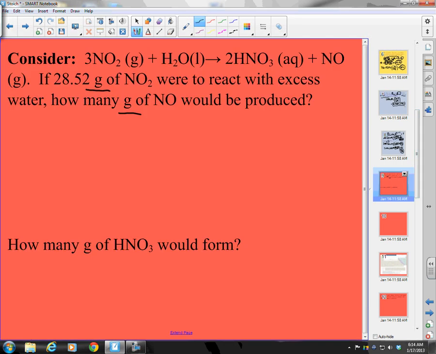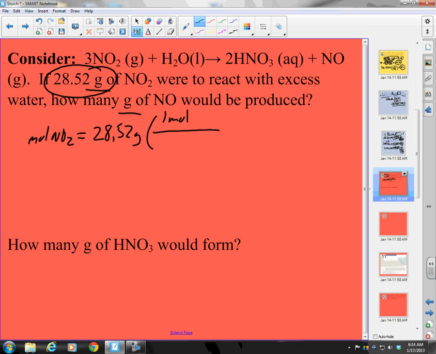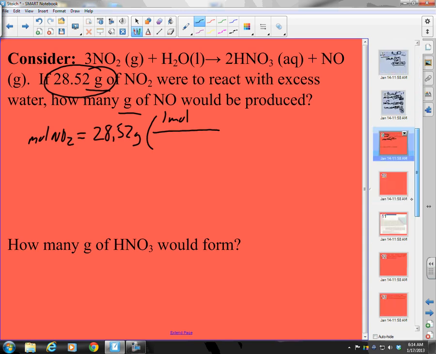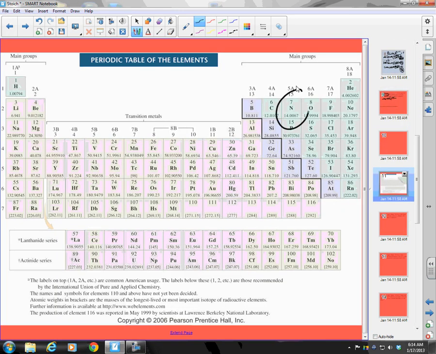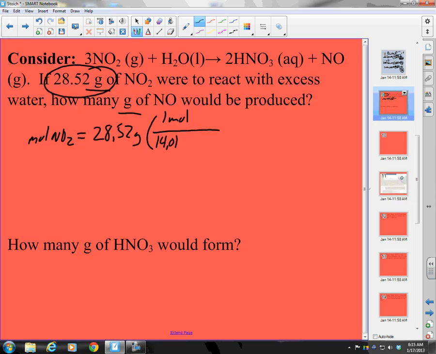I have 28.52 grams of nitrogen dioxide. Okay, what's the first thing I want to do? I want to go from here to moles of nitrogen dioxide. How do I get moles of nitrogen dioxide? 28.52 grams times 1 mole per what? Well, nitrogen dioxide. That means I need one nitrogen. Go to my periodic table. Periodic table. 14.01 for my nitrogen, plus 2 times, and we all know oxygen now is 16.00, and this is what? Grams. Good.